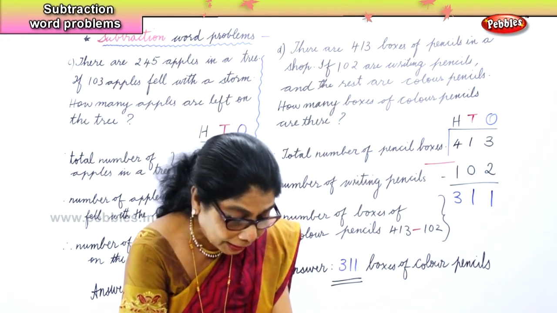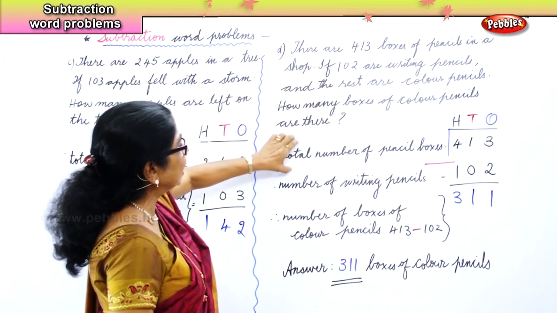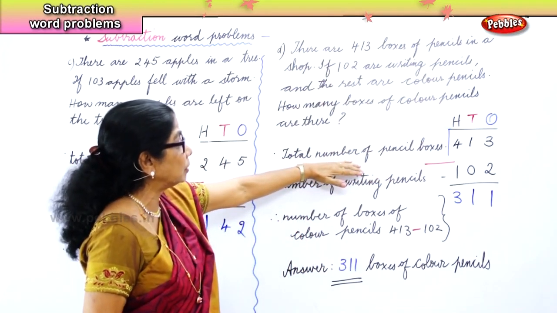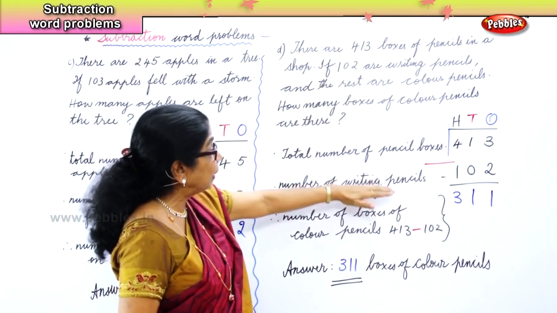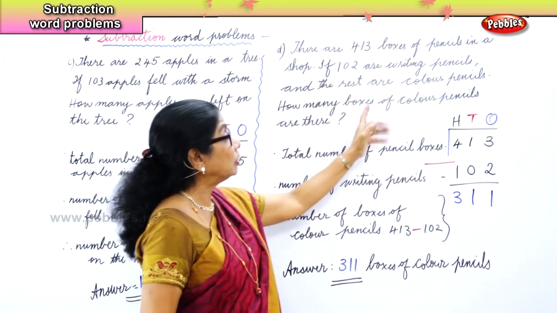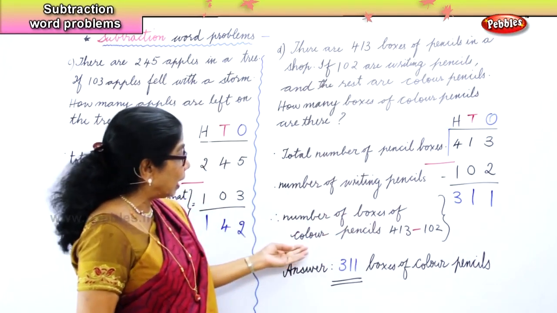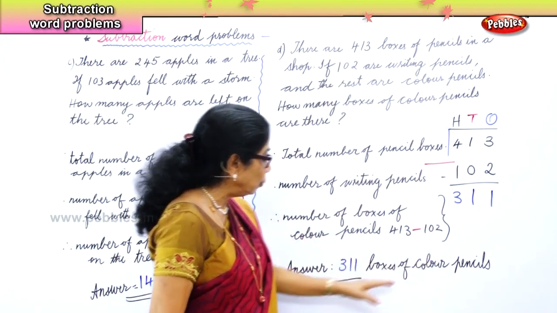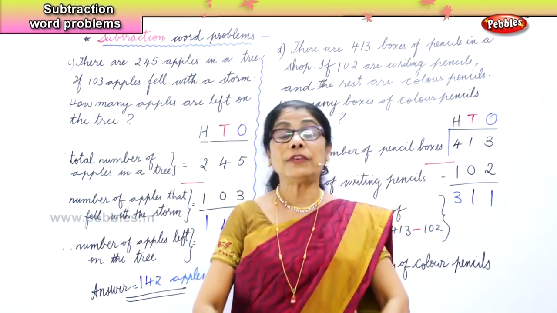So what did we learn today? We learned to look at the problem. First statement, we looked at total number of boxes, pencil boxes. What's the total number? 413. Number of writing pencils? 102. What is asked? How many boxes of color pencils are there? Therefore, number of boxes of color pencils, 413 minus 102. Your answer is 311 boxes of color pencils.